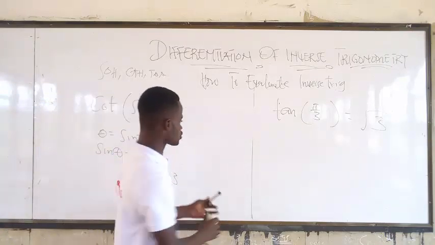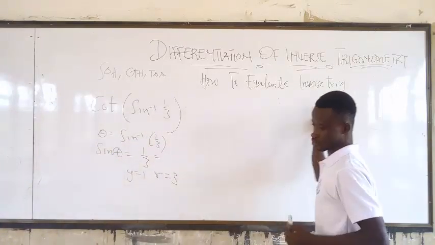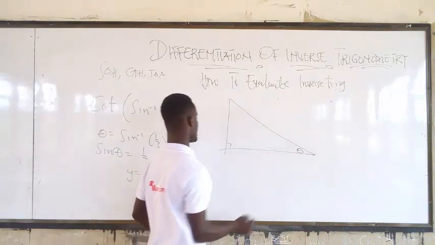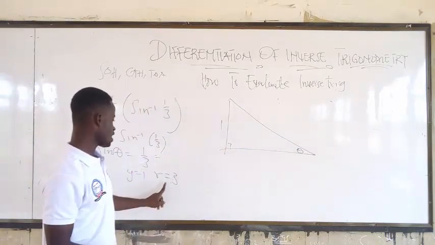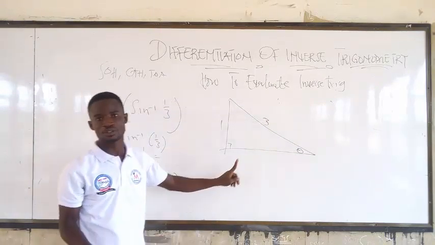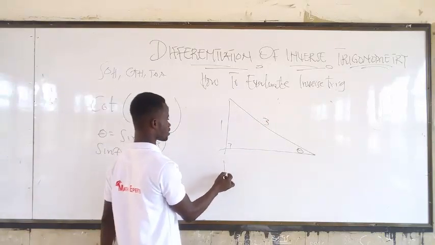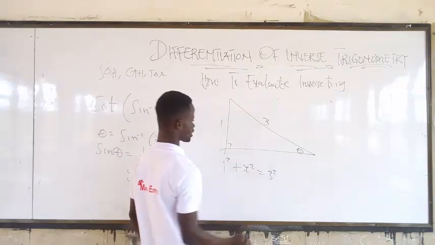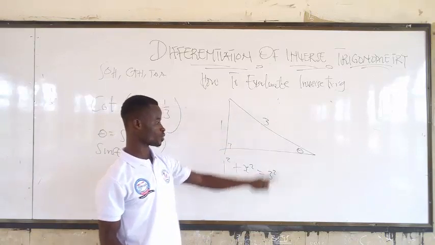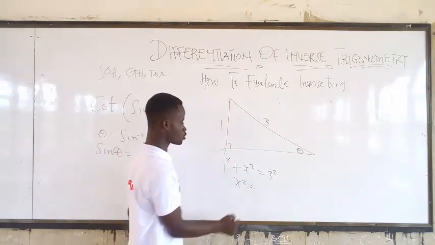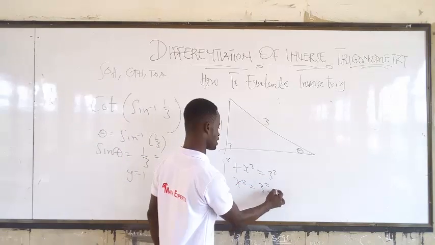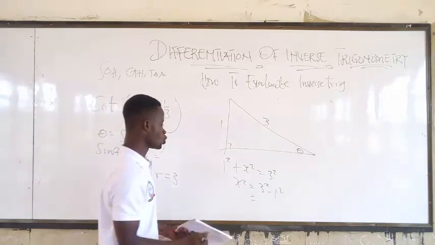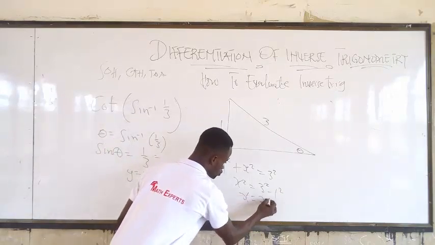So we can solve this question by drawing our right angle triangle like this. The theta is going to be here, and the y is going to be here, and the r is going to be here. So how will you get the adjacent? That is 1 squared plus x squared is equal to 3 squared. So x squared is going to be equal to 3 squared minus 1 squared, and that's going to give you 8. So x is going to be 2 root 2.